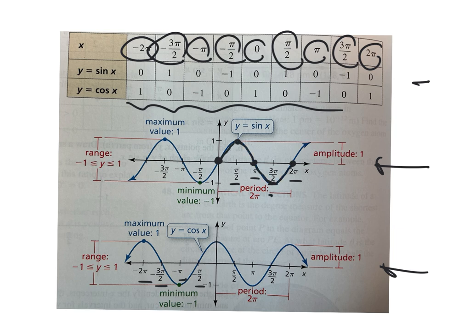The word they use for cycle is period. That's one period. So one whole cycle takes place between 0 and 2 pi. Then it just starts over again and does the same thing. It also goes backwards this way. Okay, so the period of sine is 2 pi.